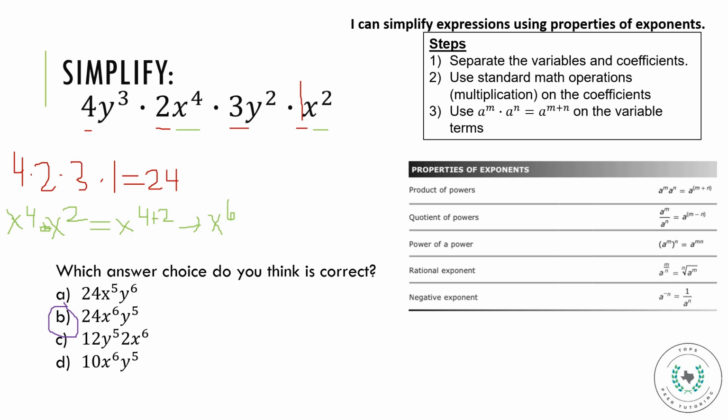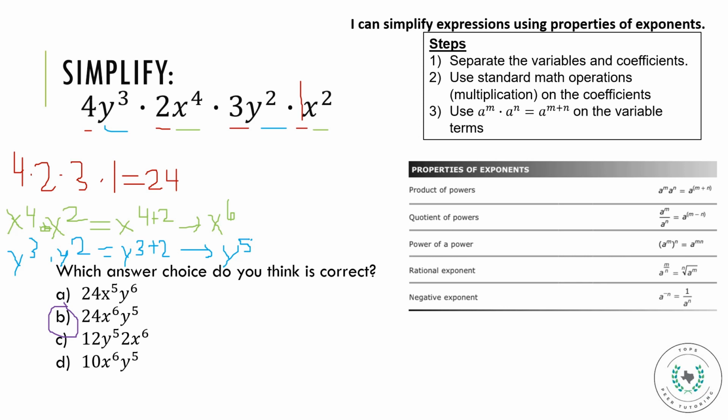Same exact thing with these y values. We have y to the power of 3 and y to the power of 2. We can write that out with the tiny exponents having the plus in them. And 3 plus 2 gives you 5. So you're left with y to the power of 5.